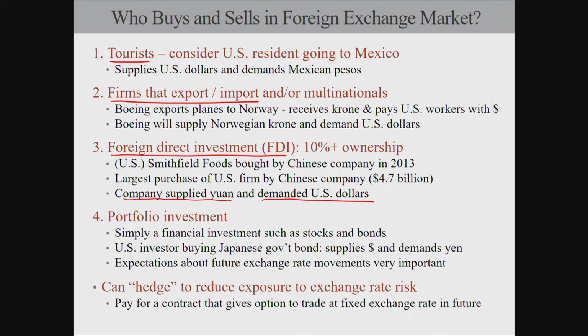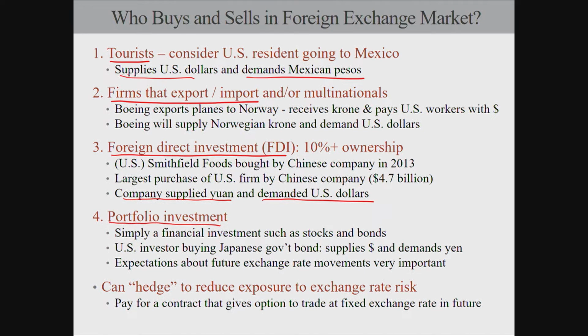Whereas tourists, just going back to number one, if I'm supposed to go to Italy in June, and if I do end up going, then I would be supplying US dollars and demanding euros. If I were going to Mexico, I would supply US dollars and demand Mexican pesos. Similarly, firms that export or import are going to be consumers in the foreign exchange market.